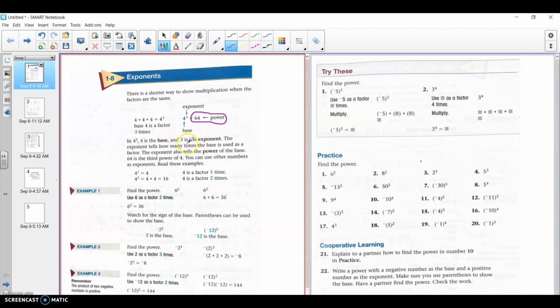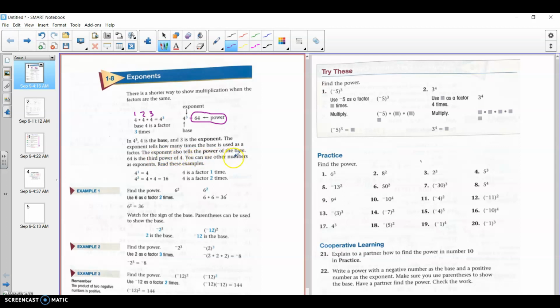And how do they get 4 to the third? Well, you have 4 one time, 2 times, 3 times. So that's why you have 4 to the third. The exponent tells how many times the base is used as a factor. The exponent also tells the power of the base. Power is the answer. 64 is the third power of 4.